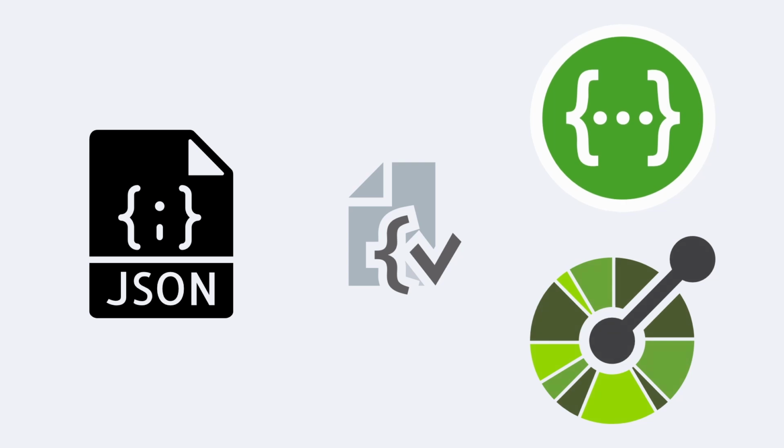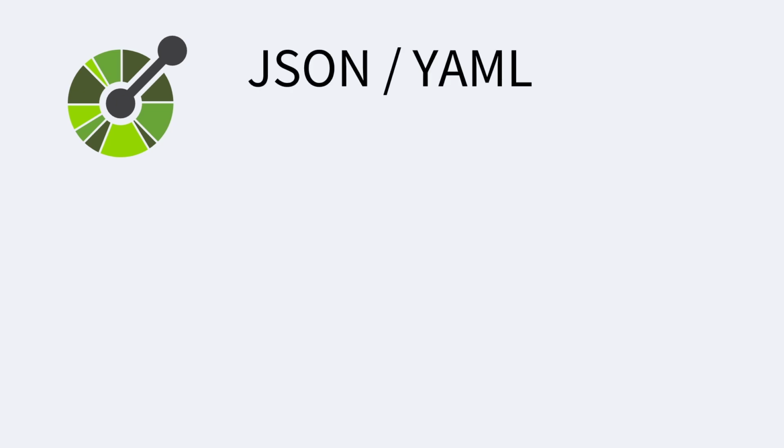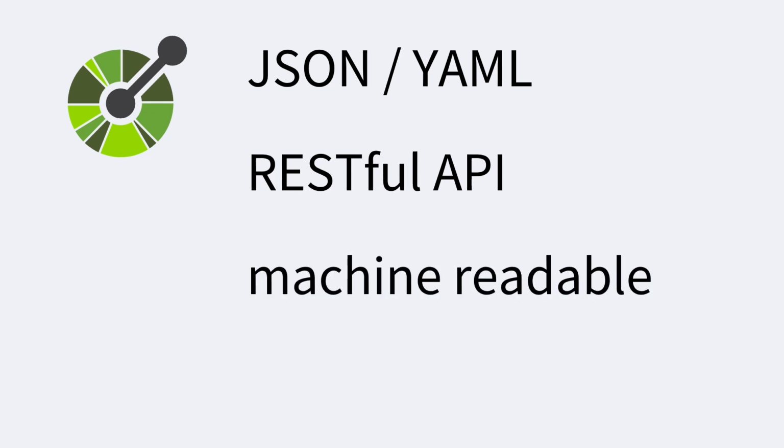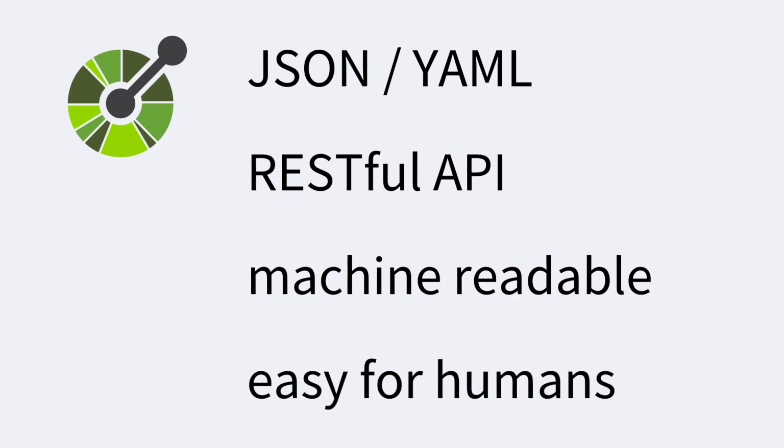Swagger, and now the OpenAPI spec, had a couple of guidelines it was created by. The spec should be written in JSON or YAML format. It would be used to describe RESTful APIs. The goal is to keep the spec machine readable, but also make it easy for humans to understand as well.